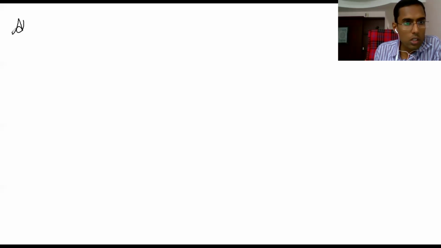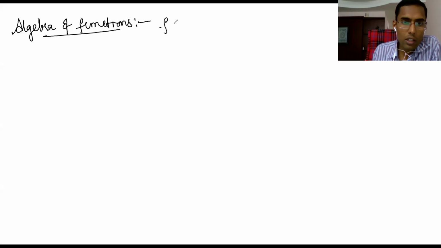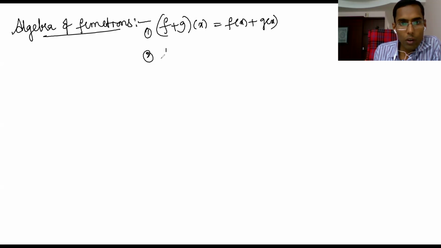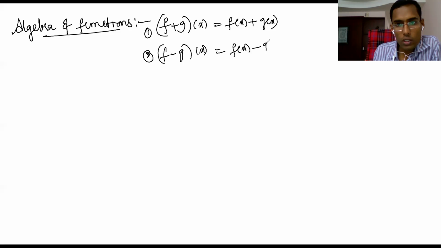Right. Next, algebra of functions. What is this algebra of functions? That means two functions you can add. F plus g of x is f of x plus g of x. You can add two functions. Two, f minus g of x is f of x minus g of x. And three, f into g of x is f of x into g of x.